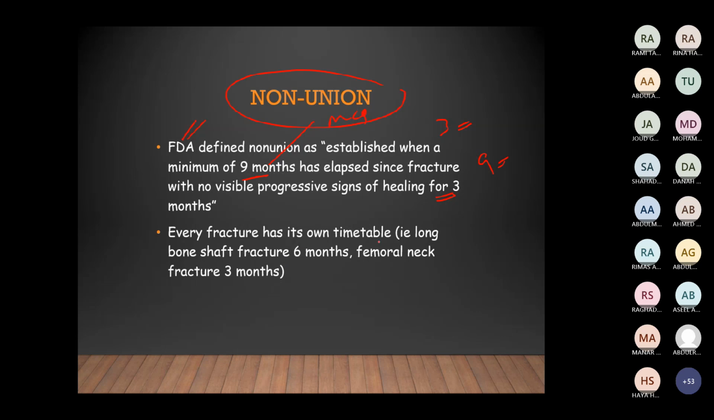Every fracture has its own timetable. That is, long bone shaft fracture 6 months, femoral neck 3 months. Now remember, femoral neck, they asked before, is 3 months, please. And the long shaft bones, like the femur or the tibia, is 6 months. Now they asked this one before. That's why I'm telling you.